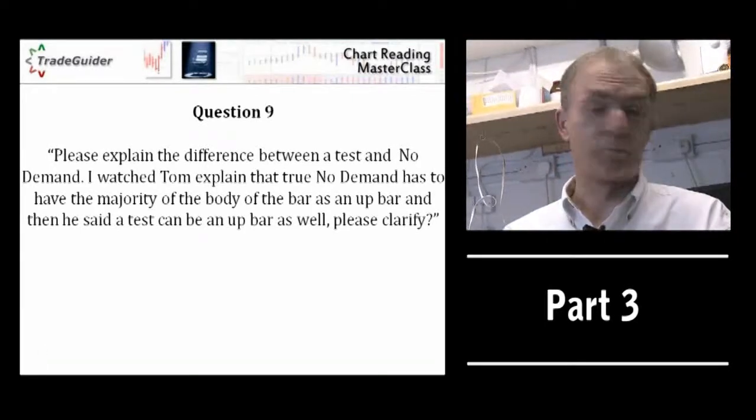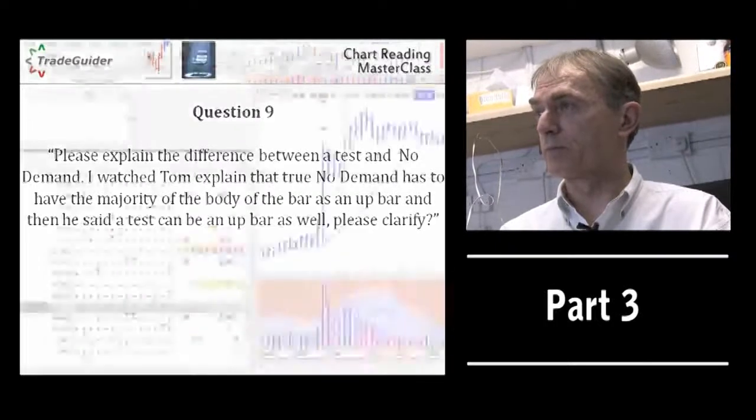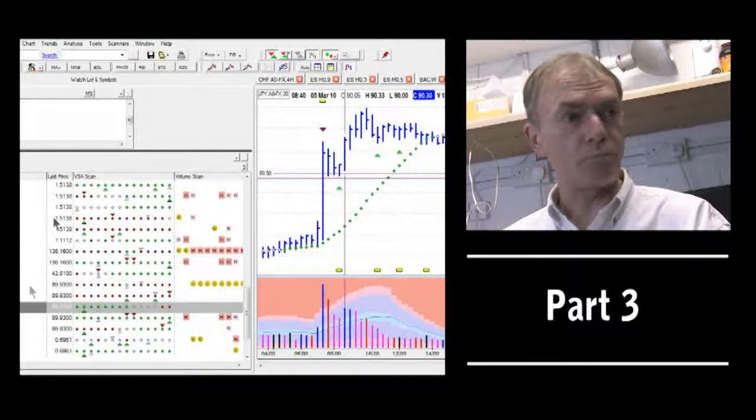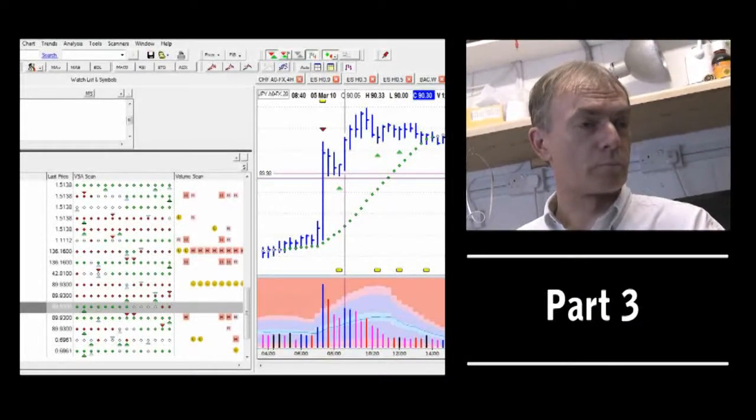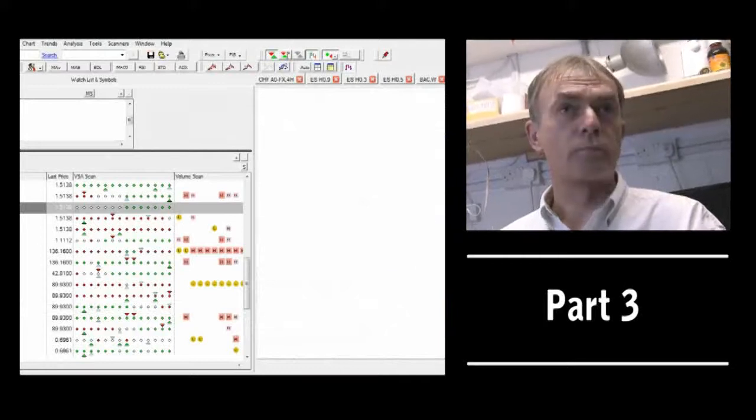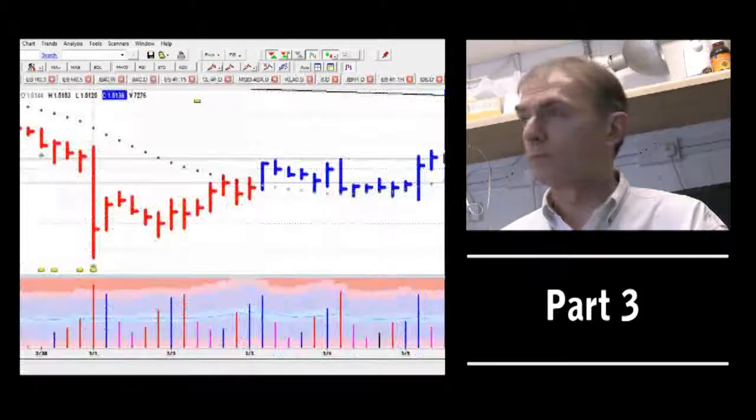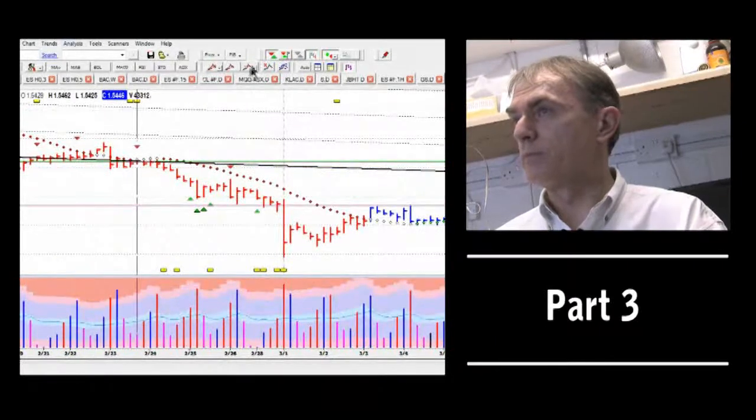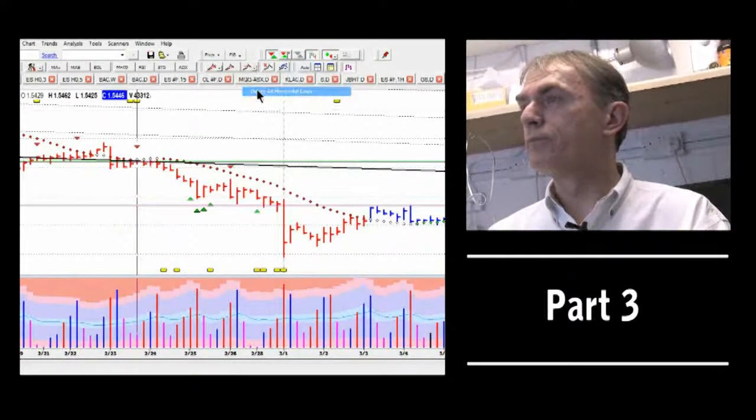Right, let me see if we can find a really good example. Let me just think of something that's been trending down. Let's go to the GBP 4-hour chart. Okay, and let's see if we can find a decent no demand bar. Okay, I think we can here. Okay, so let's delete all my lines so you can see all this.